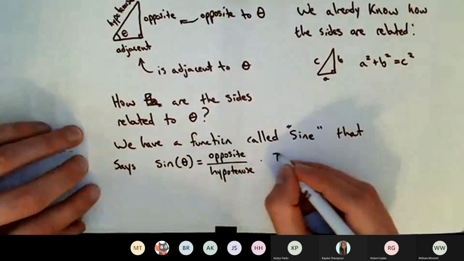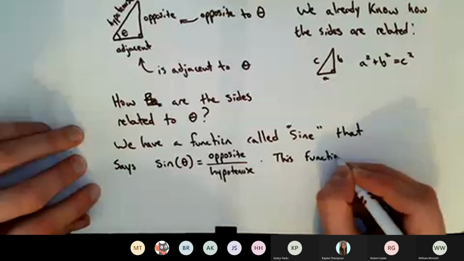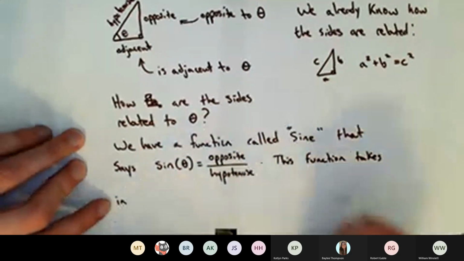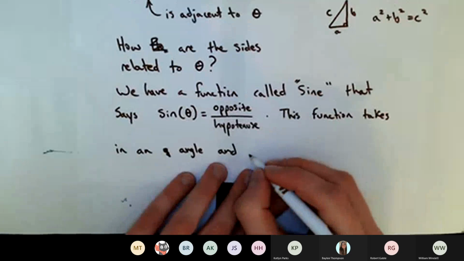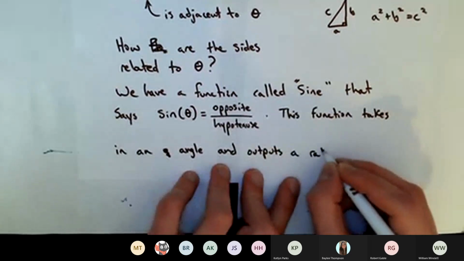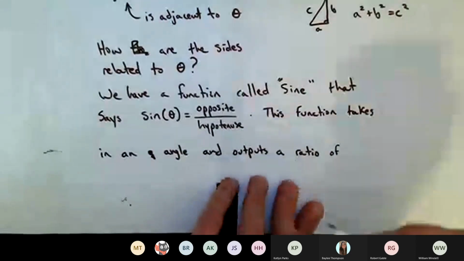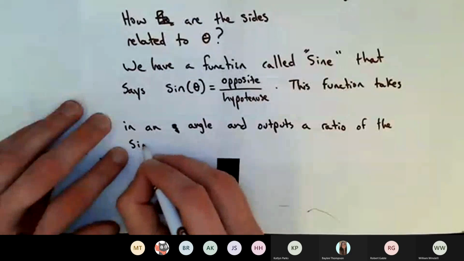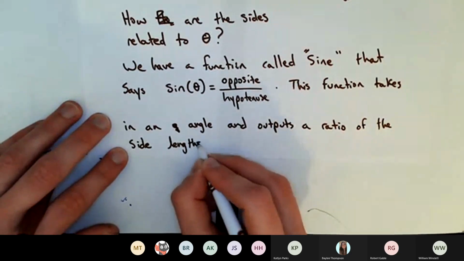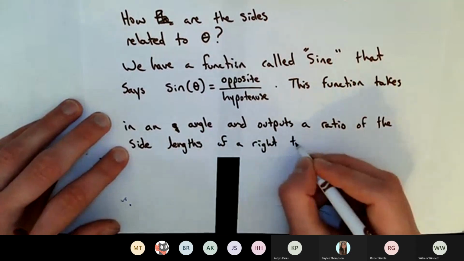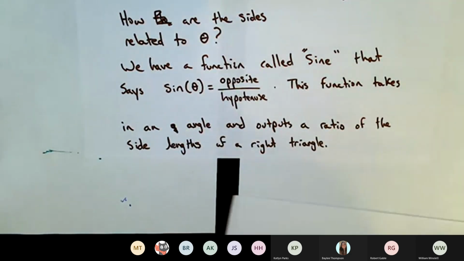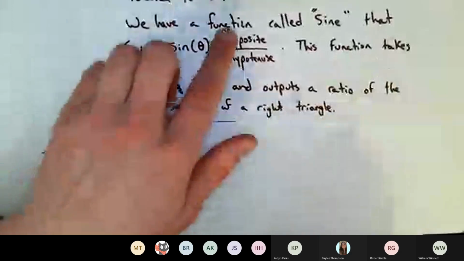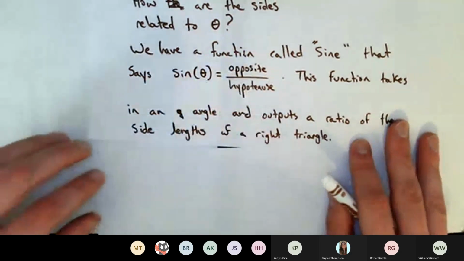Okay. So this function takes in theta, an angle, and outputs a ratio of what? What is the ratio of the side lengths of a right triangle? That's what all of the trig functions are going to do for us. They take in an angle and they spit out a ratio of side lengths. The question is just which side lengths, right? Well, in particular, sine of theta gives you the ratio opposite over hypotenuse.